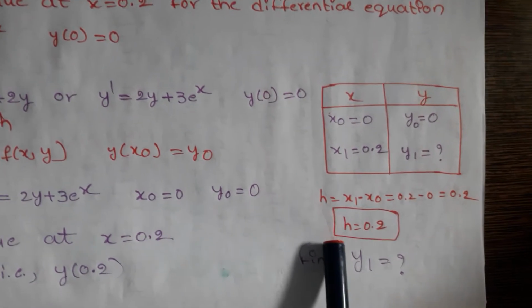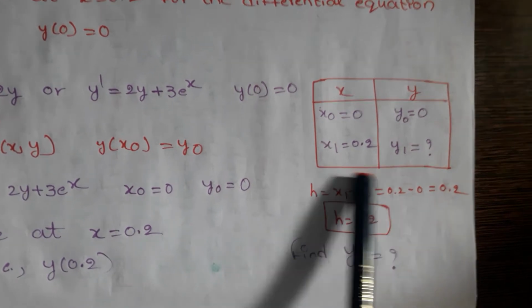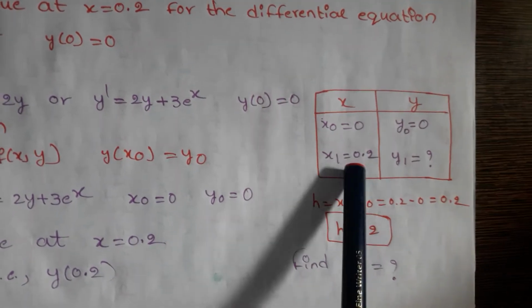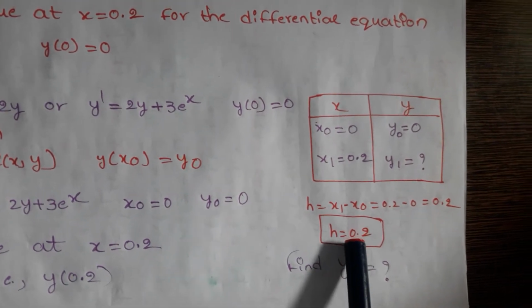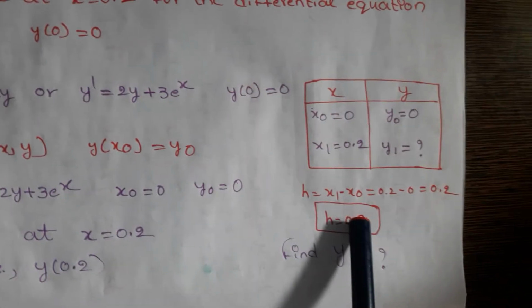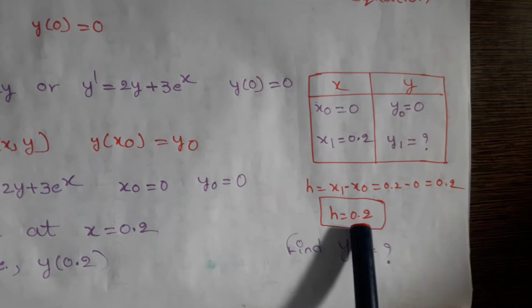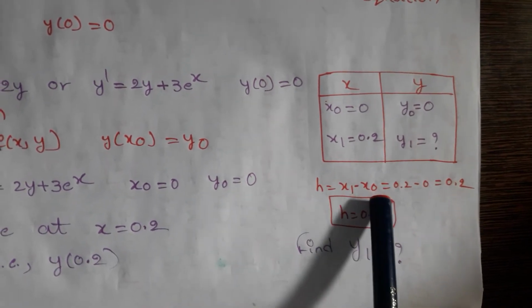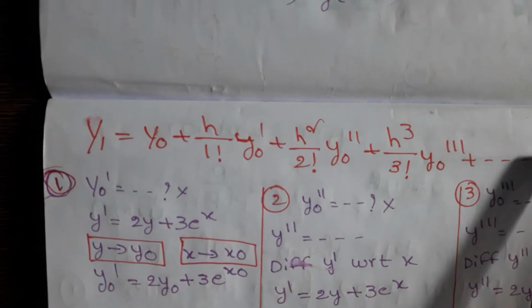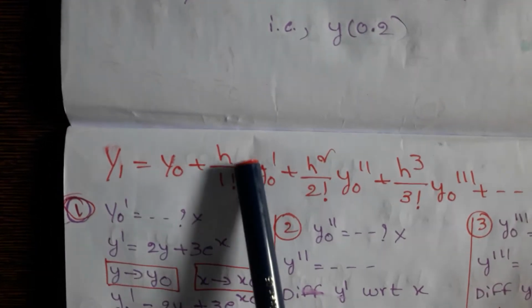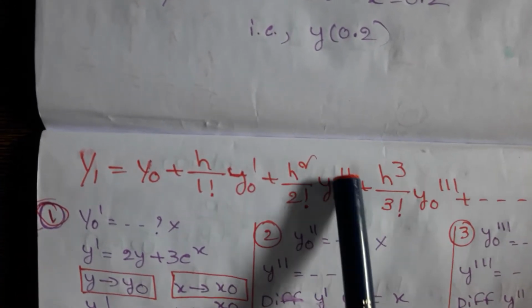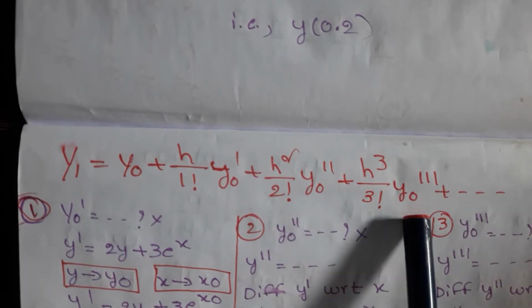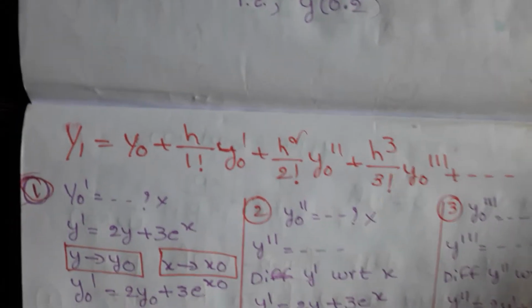So h means step size, and the formula is x1 minus x0. So 0.2 minus 0 is 0.2. We need this step size because in the y1 formula we get this h value. So find y1. This is the y1 formula: y0 plus h by 1 factorial y0 dash, plus h square by 2 factorial y0 double dash, plus h cube by 3 factorial y0 triple dash, and so on.